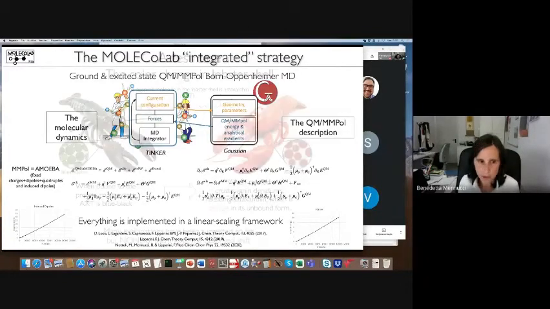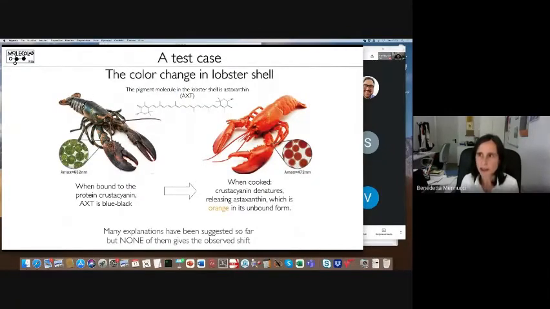So let's see an example. As an application, I present a study we did a few years ago on the color change in lobster shell. When you cook a lobster, the lobster shell goes from blue-black to orange-red. The reason is that the color is due to a pigment, a carotenoid, astaxanthin, and when it is in the protein, the excitation energy corresponds to blue-black. But when you cook, the crustacyanin protein is denatured and astaxanthin is released. Now it's in an unbound form, and its absorption is shifted to orange.